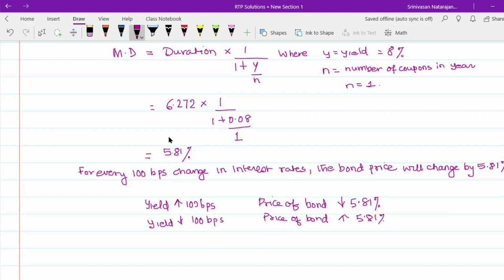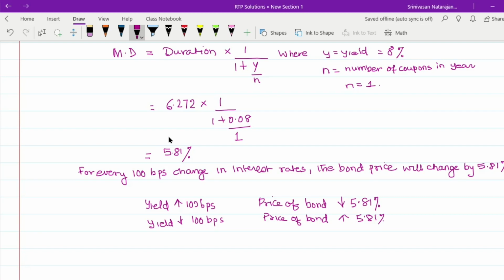Now, if you want to understand the concept of duration and modified duration, I will post a link of my earlier video which I posted a couple of years ago right up here. So you can go there and understand the concept of duration and modified duration in much greater depth.